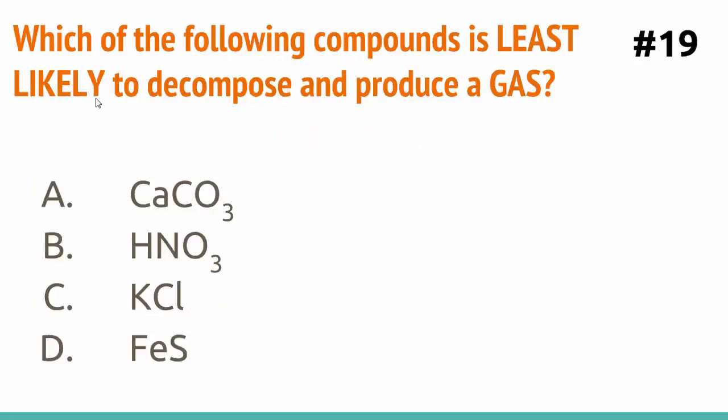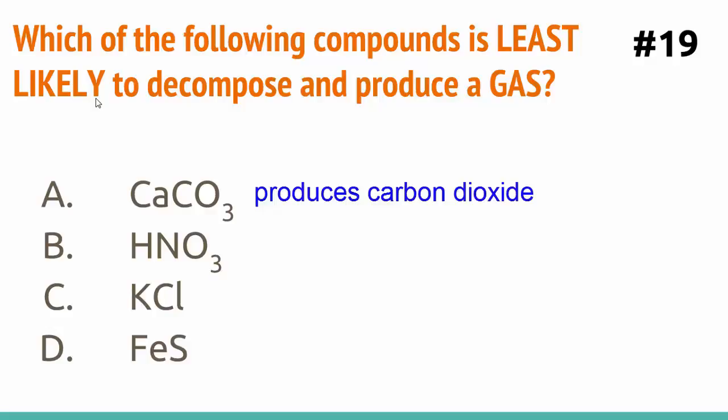19. Which of the following is least likely to decompose and produce a gas? Well, all of these could decompose. The question is, which will not produce a gas, we expect? Well, look through here. I've got calcium, carbon, and oxygen. When that decomposes, if I think about it, it's going to make carbon dioxide, which is a gas.